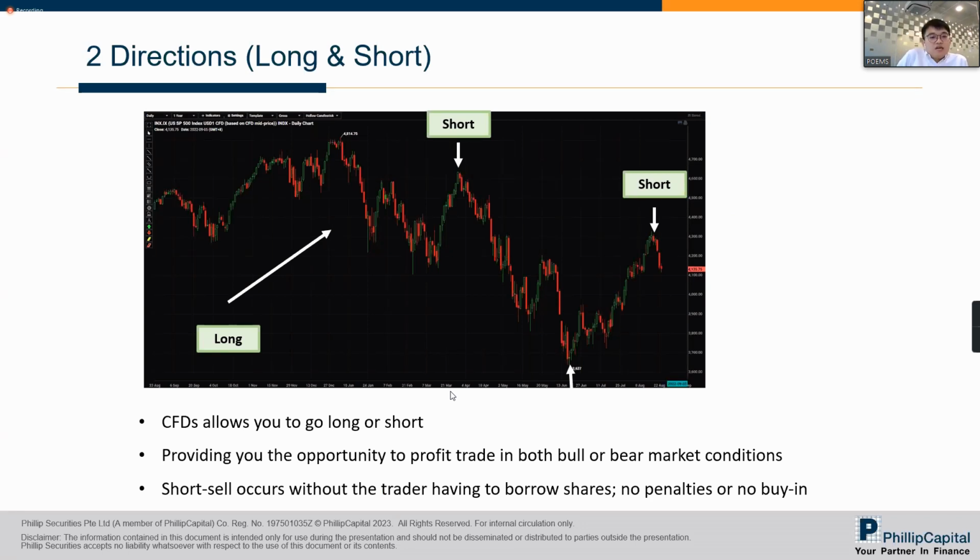Two directions, long and short. This is what you can see: CFD allows you to go long or short as per the chart. When you predict the market goes up, you can go long first. After that, you can short, then long and short again, providing the opportunity to profit in both bull and bear market conditions. Short selling also occurs without the trader having to borrow shares.